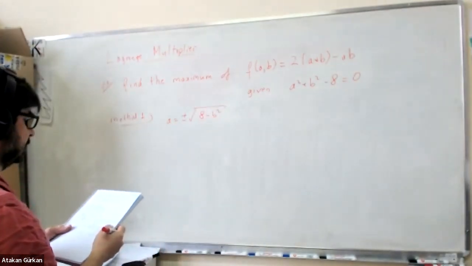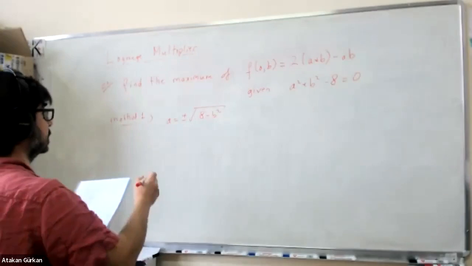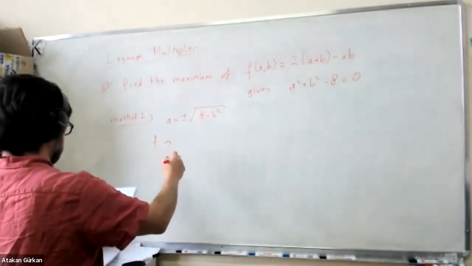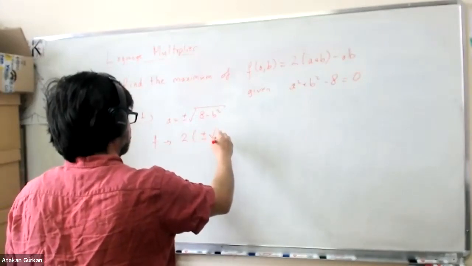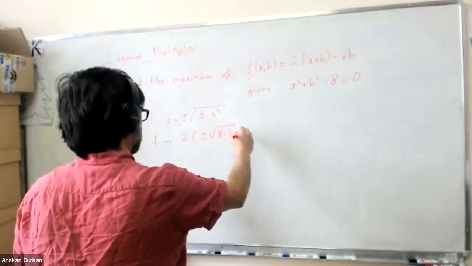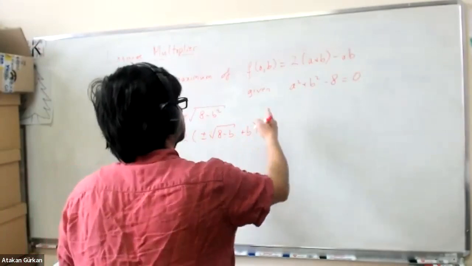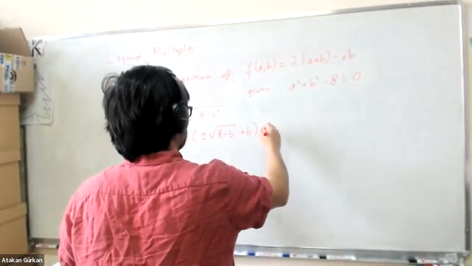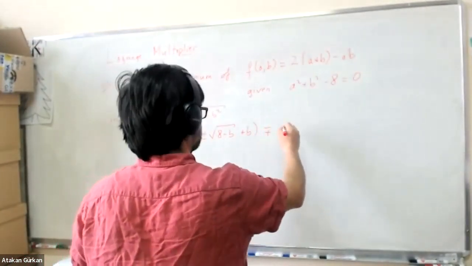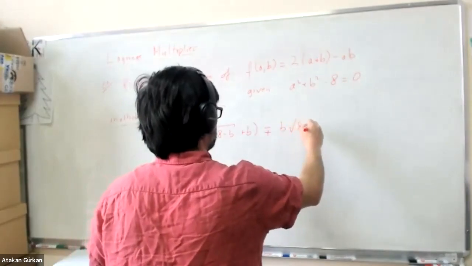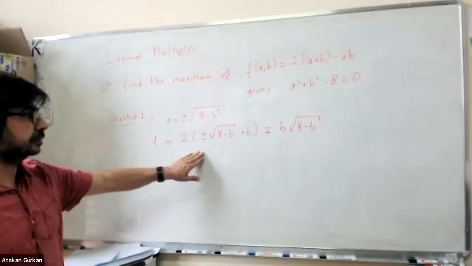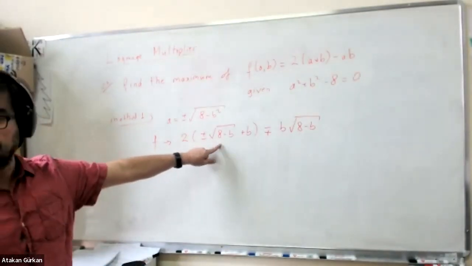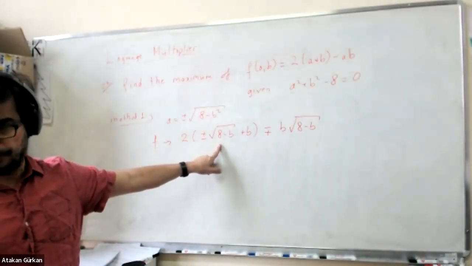And then you take this and you put this in. So your f becomes 2 times plus or minus the square root of 8 minus b squared, plus b. And then this is a minus, so I multiply them. I get minus or plus. I have to be consistent here. b times the square root of 8 minus b squared. Okay. And I look at this function and take its derivative with respect to b. I set that to 0 and I solve for this.